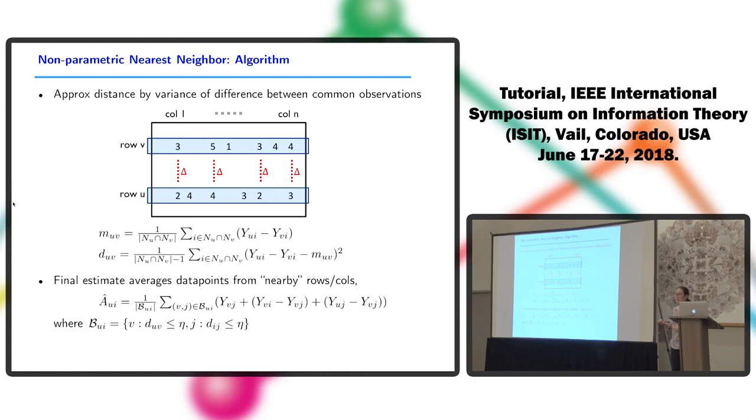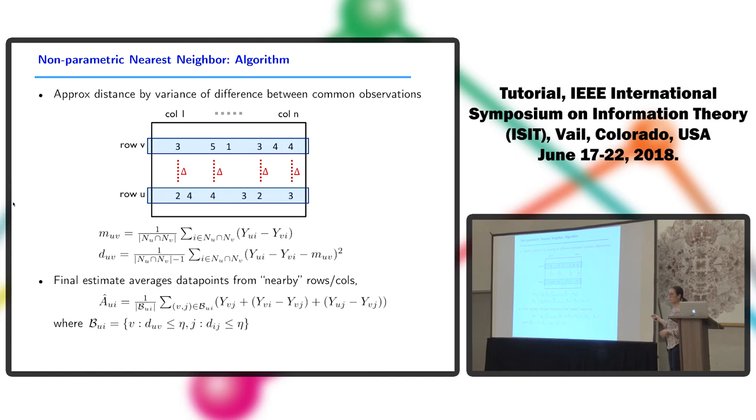So now given this measure of distance, the final estimate is simple and natural. We average the data points from nearby rows and nearby columns. Here, this ball is a neighborhood around (u, i), where I'm looking for all rows V that have distance to U smaller than some threshold eta, and all columns J which have distance to column I less than or equal to eta. And now, for all the points within this ball, I simply average this estimator, which we derived from this Taylor series picture.